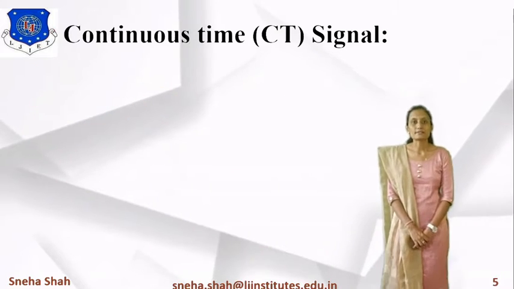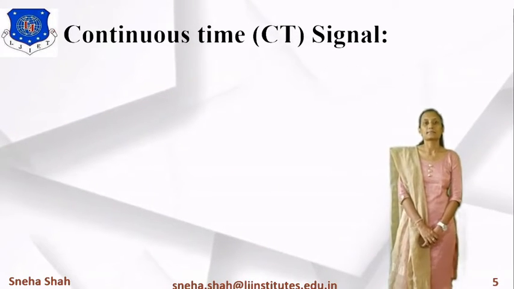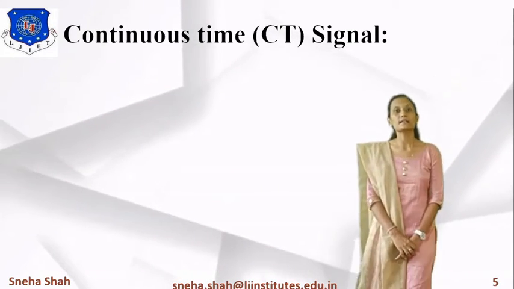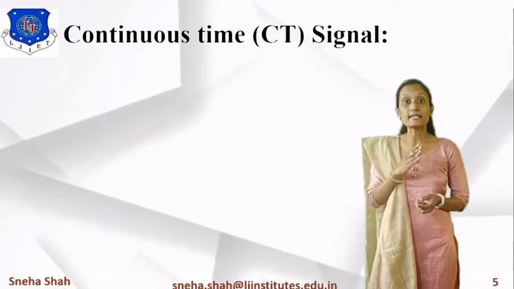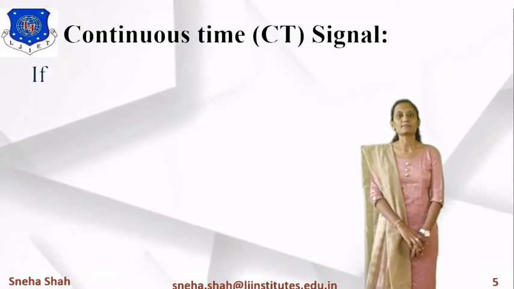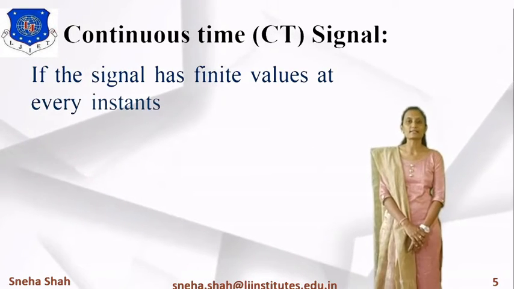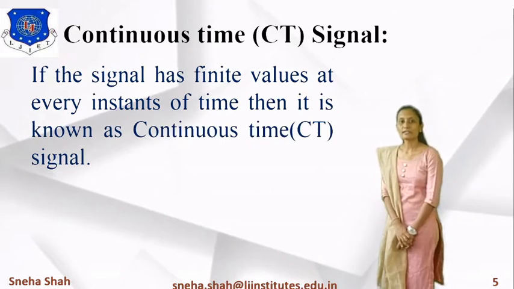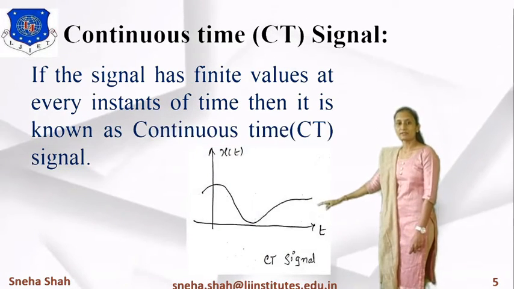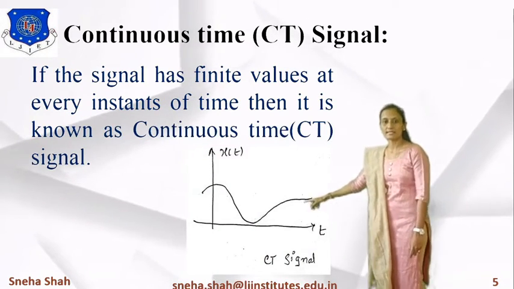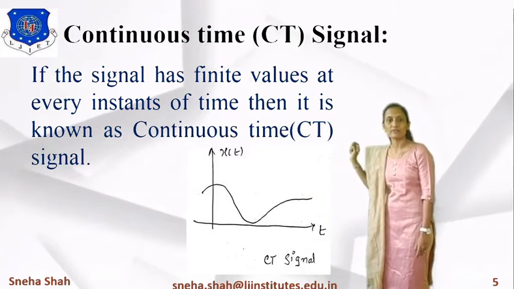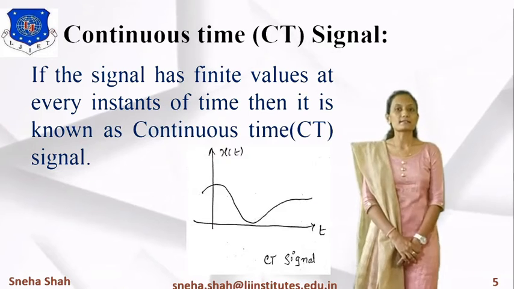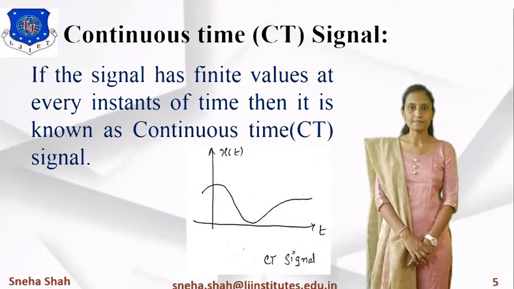Now the next type of signal is the continuous time signal. What is a continuous time signal? If the signal has a finite amplitude level at each and every instant of time, then it is known as a continuous time signal. If we draw the continuous time signal, it will look like this. From this diagram, you can see that at each and every time instant, it has some finite value of amplitude level. So it is considered as a continuous time signal.